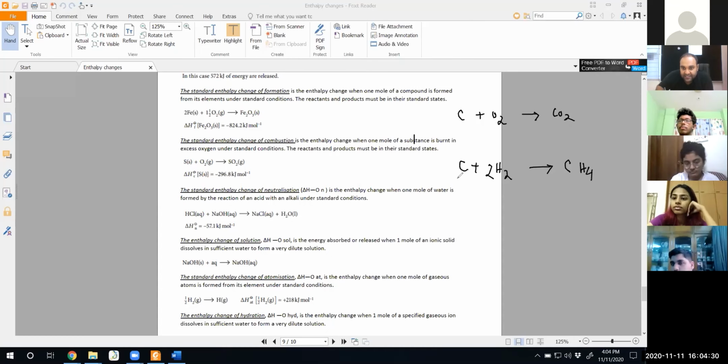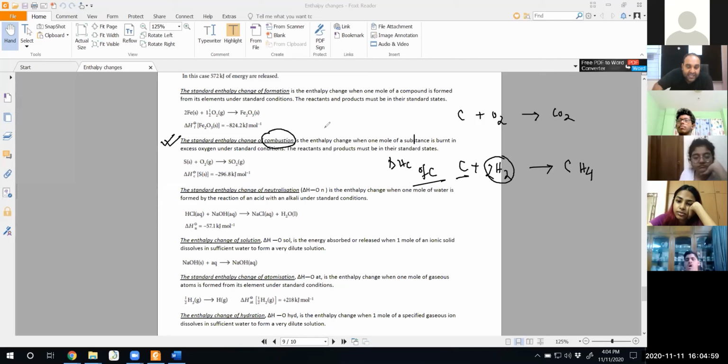CH4. Can we call this enthalpy change of combustion of carbon? No, sir. Why not? It's not burning in excess of oxygen. Very good, because it's not burning in excess of oxygen, it's burning in hydrogen. So is the definition still true? No. The definition states that to measure the enthalpy change of combustion, it needs to burn in excess oxygen. Every word in this definition has an importance.